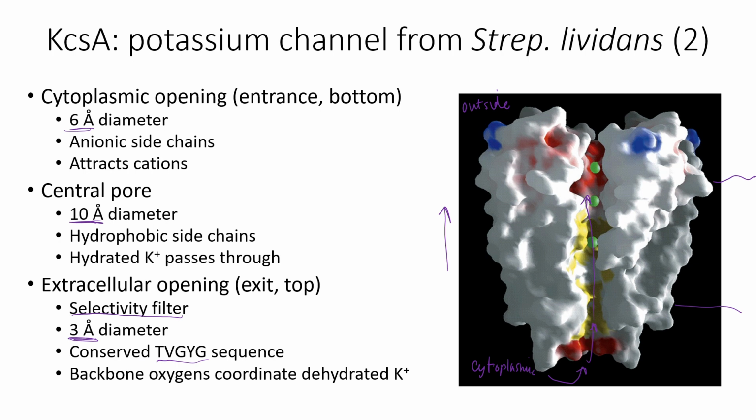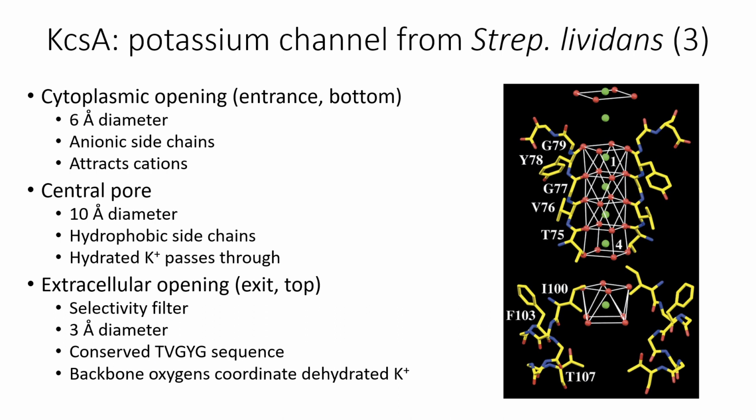And this is where potassium is going to change. In the central pore, potassium had to be hydrated to make it through, surrounded by water. But because of the size and this conserved amino acid sequence at the selectivity filter, the potassium essentially becomes dehydrated. It basically strips away the water as the potassium passes through, and that allows only potassium to eventually leave out the outside once it makes it to the other end. So let's look a little bit more in detail at that selectivity filter.